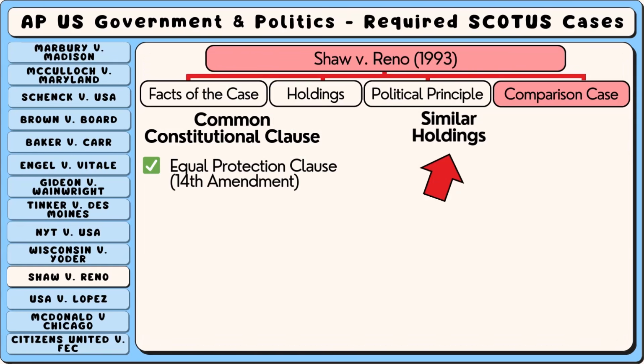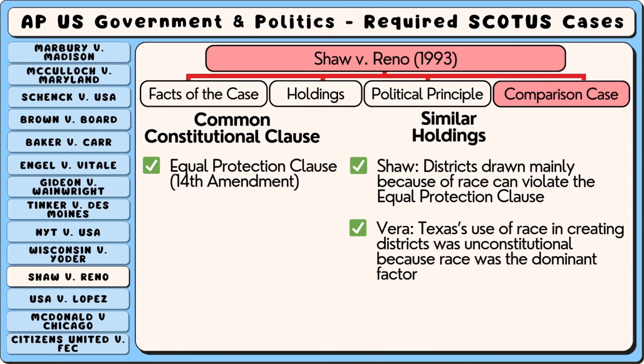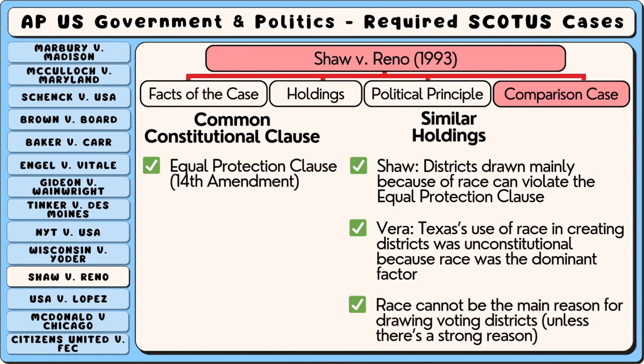Now let's compare the holdings of the two cases. The holding in Shaw versus Reno was that districts drawn mainly because of race can violate the Equal Protection Clause and must face strict scrutiny. The holding in Bush versus Vera was that Texas's use of race in creating districts was unconstitutional because race was the dominant factor and the state could not justify it. So the holdings are similar because both cases ruled that race cannot be the main reason for drawing voting districts unless the state has an extremely strong constitutional justification.